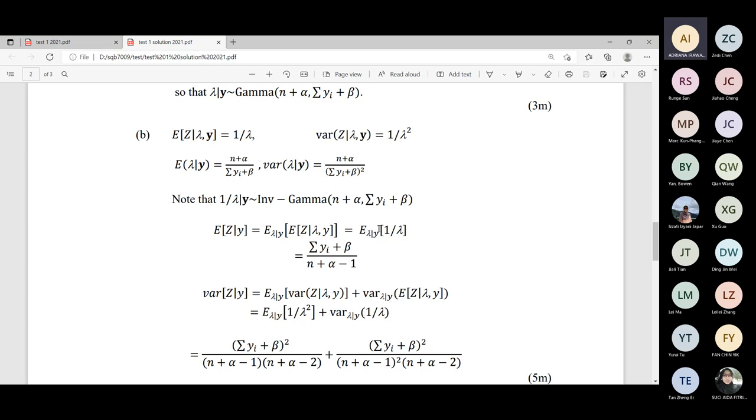Can you do that? This is not because I use gamma, this is because I use the inverse gamma result. So if you use, let me.